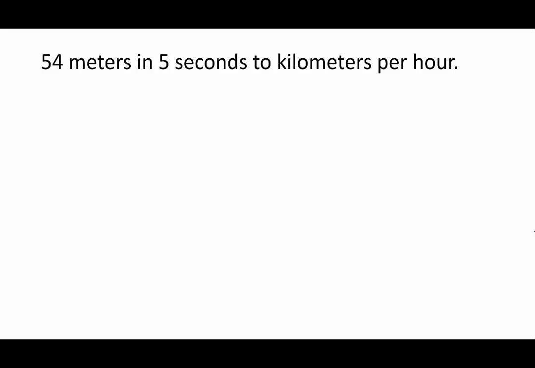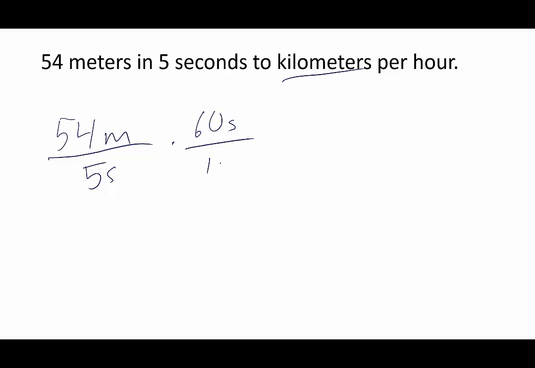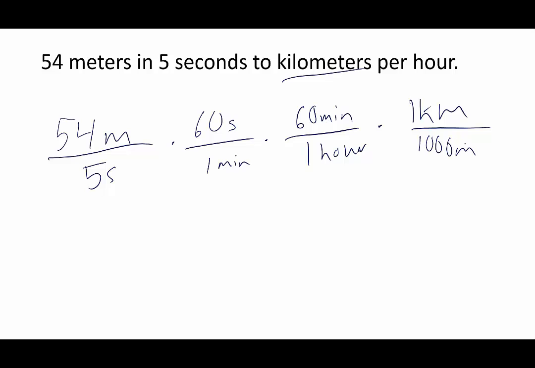Okay. You're converting 54 meters in 5 seconds to kilometers per hour. So we need to go from seconds to minutes. 60 seconds, 1 minute. Next step, we need to go from minutes to hours. So 60 minutes, 1 hour. And then we need to find out how many kilometers that is. 1 kilometer is 1,000 meters. So our seconds will cancel out, our minutes will cancel out, and our meters will cancel out.